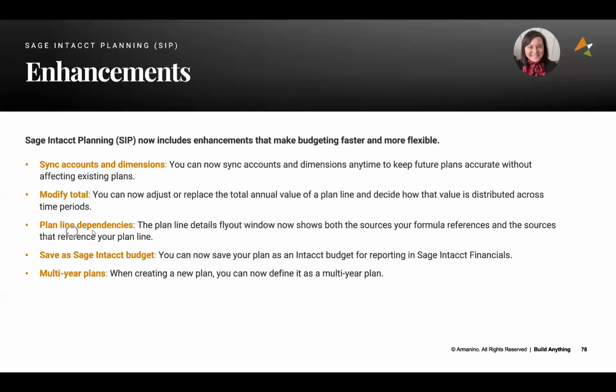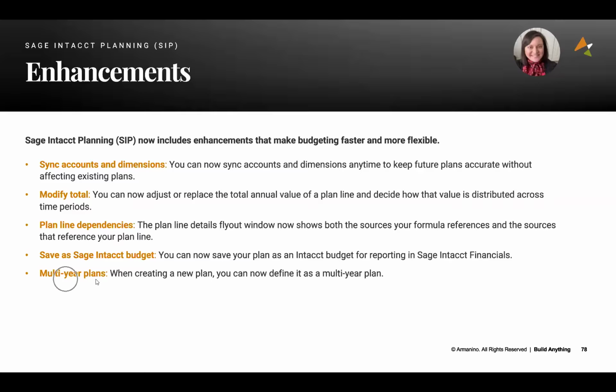There are plan line dependencies. So the plan lines, those details, they fly out into a window, and that window now shows both the sources that your formula is referencing and then the sources that reference your plan line as well. So you're able to save those plans too as an Intacct budget for reporting within your Sage Intacct financials. That's an easier, more intuitive way to be able to save those.